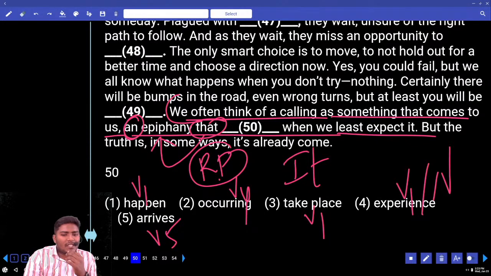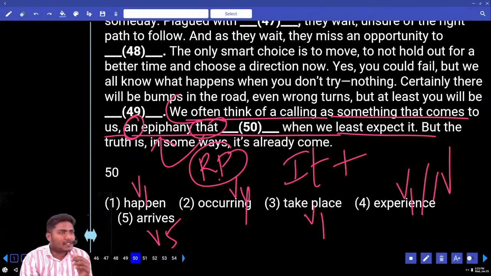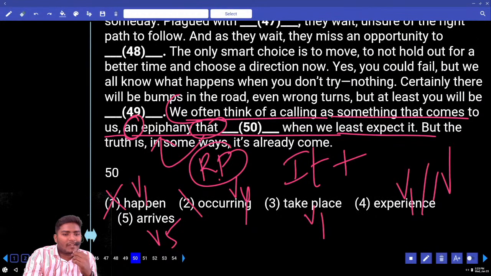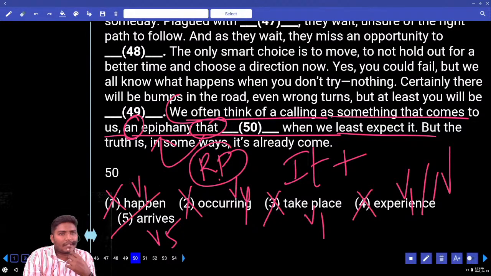How many options can we eliminate? Along with it, how many options can we use at least? He, she, it, V1. Is that possible? No. Can we use V4 directly without any helping verb? Not possible. Again, it plus V1 or it plus noun, out. What is the answer? V5.